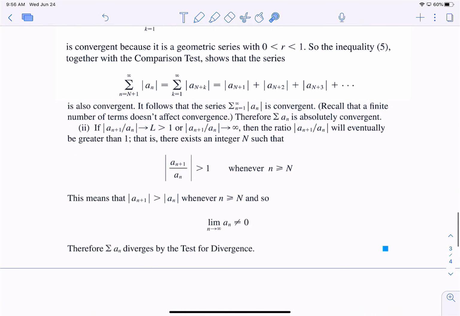If, on the other hand, the ratio has a limit of L that's greater than 1 or is infinity, then eventually the ratio of the terms themselves is greater than 1, and that means the limit of the terms is not 0, and so this series would diverge by the test for divergence.